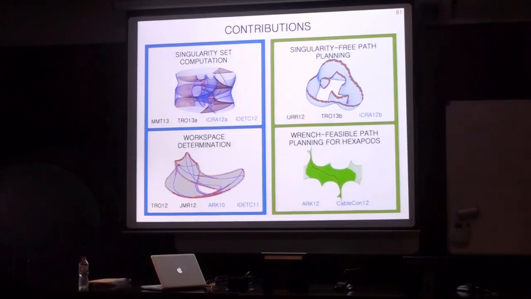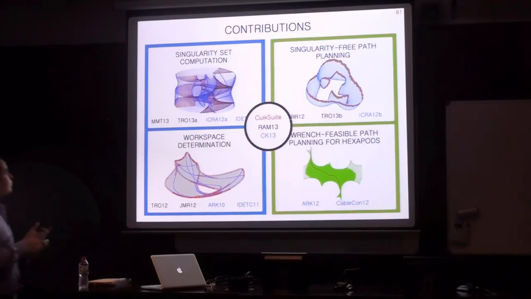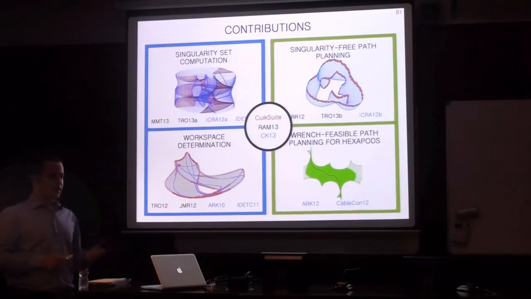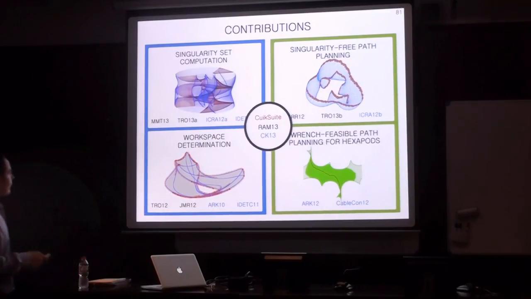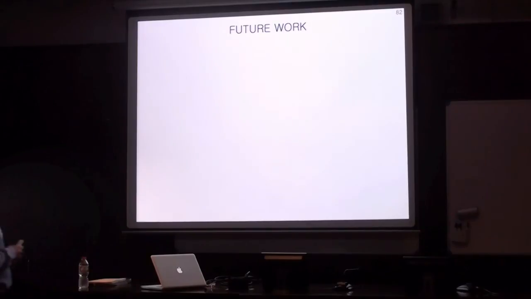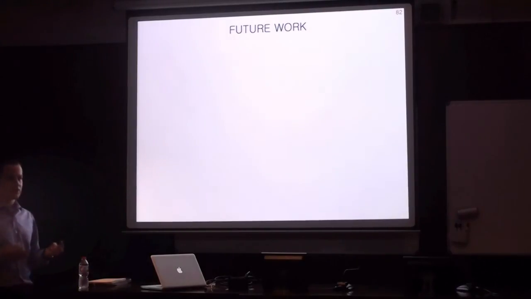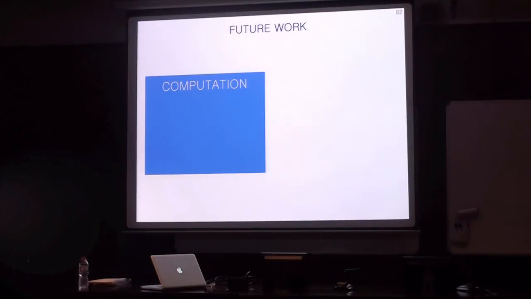And an implementation of all these methods and some others is available through the Quick Suite Toolbox, which will be presented at Computational Kinematics next week, and also in the Robotics and Automation magazine. And to finish, I would like to provide some possible directions of future work. With respect to the computation of singularities, a natural continuation of this research would be to adapt the methods so they can deal also with redundant manipulators.